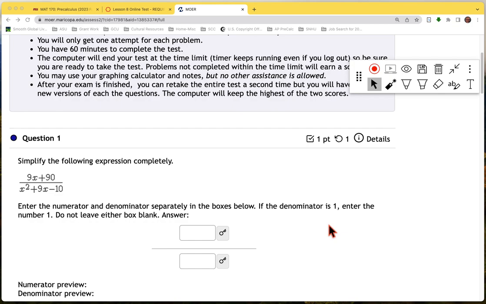This is the lesson for chapter 8 or lesson 8. I'm not sure which they call them here. We're going to work through the lesson 8 quiz or test together. You will most likely get slightly different problems, but these are going to be the problems that are of most importance. So question 1, we're asked to simplify, which we do by factoring.